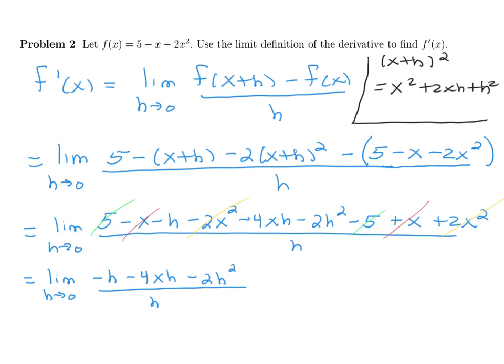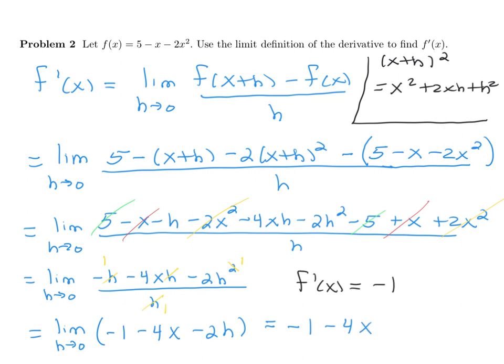And we can cancel an h from every single term. By that I mean if you divide everything by h, that becomes 1. This becomes negative 1. This is gone. And that exponent drops down by 1. This whole thing is equal to the limit as h goes to 0 of, the denominator is 1. I'm not going to write it. We're left with minus 1, minus 4x, minus 2h. If you put 0 in place of h, you get minus 1 minus 4x. This is what f prime of x should be equal to.